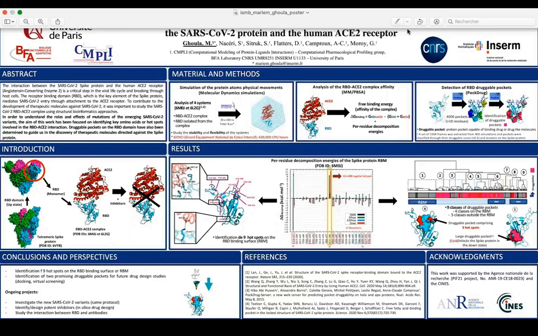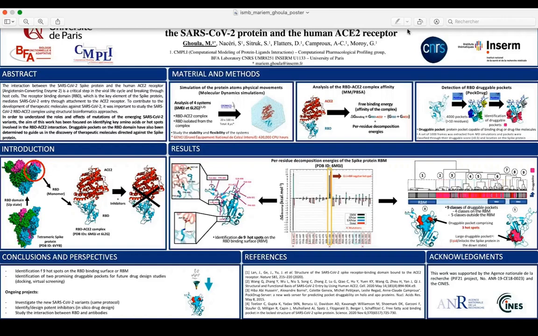MMPBSA stands for Molecular Mechanics Poisson-Boltzmann Surface Area, and this method calculates the free energies of protein-protein or protein-ligand systems generated with MD. And what's interesting with MMPBSA is that it's also a tool that calculates the per-residue decomposition energies to provide information about the local interactions of a system. And in our case, it was helpful to identify the most contributing or not residues on the RBD binding surface that we also call RBM for receptor binding motif.